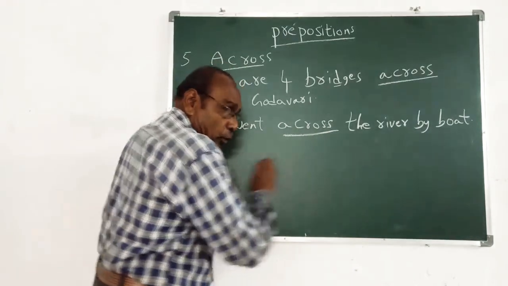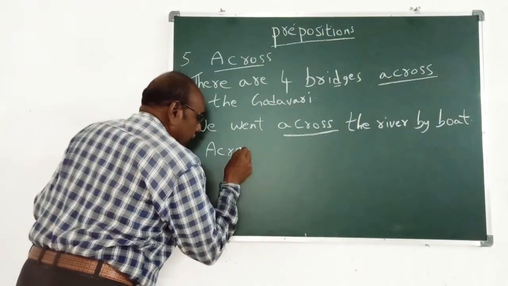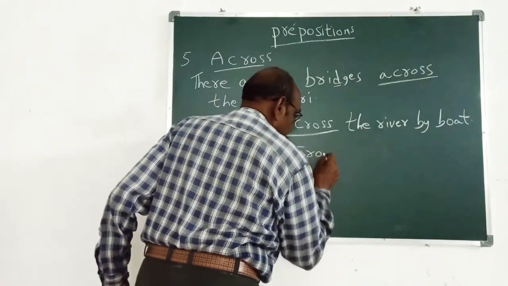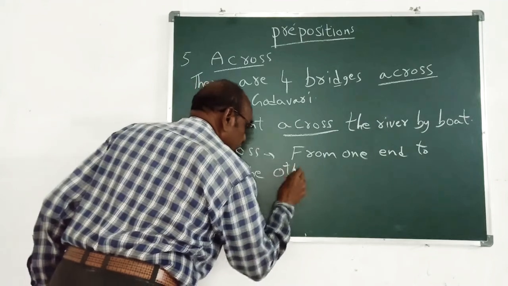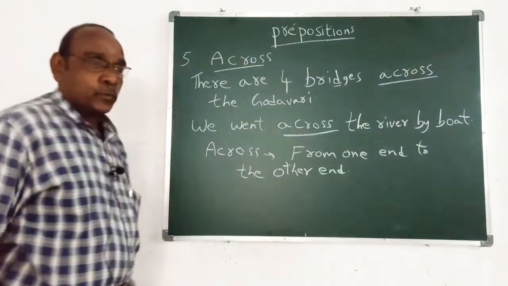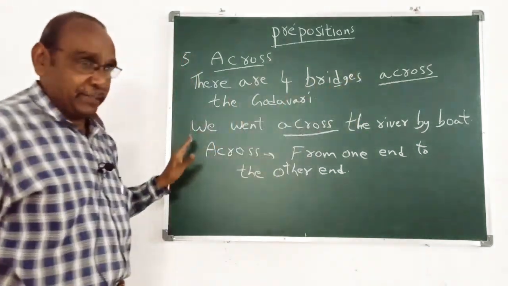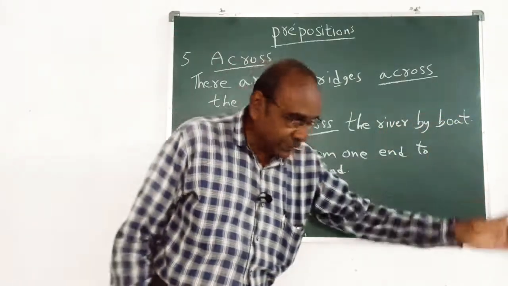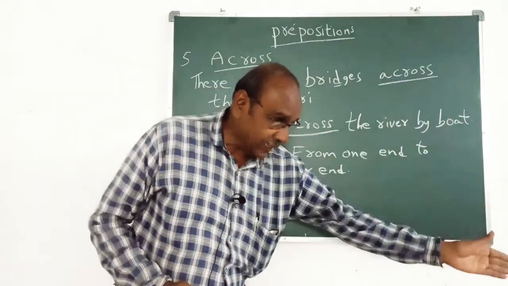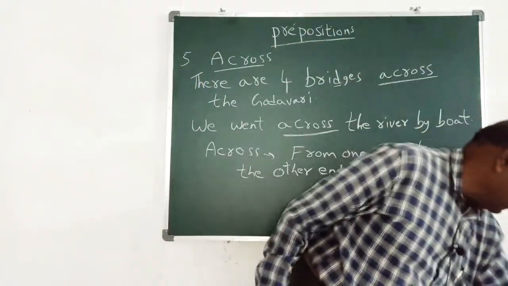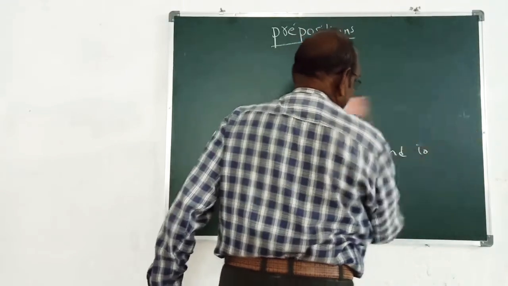That means from one end to the other end. That is the exact meaning for the preposition across. There are four bridges across the Godavari. We went across the river by boat from one end to the other end, across. From starting point to ending point. Okay. Now let me take one more preposition. After that, I will explain to you again so that you can remember it well with a circle diagram.